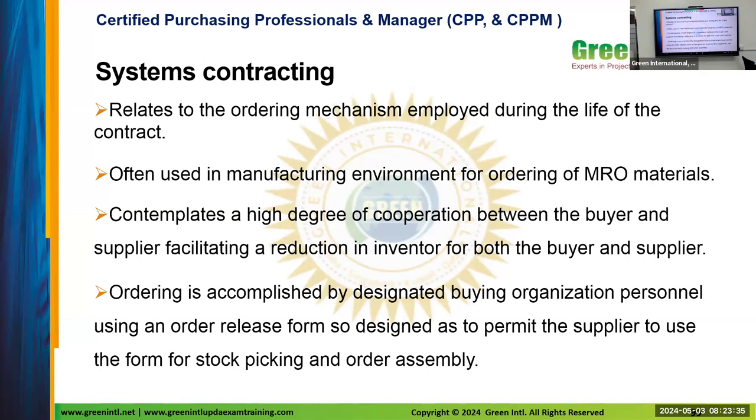So this is the way in which a third party organization is used to make the necessary ordering process from the buyer. Sorry, from the supplier. So for that kind of relationship, the buyer and the supplier should have a strategic relationship, a mutual understanding to accept this kind of contracting.